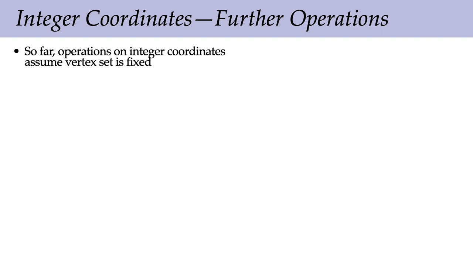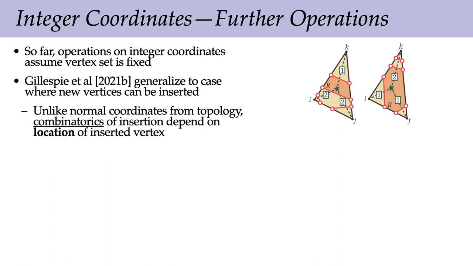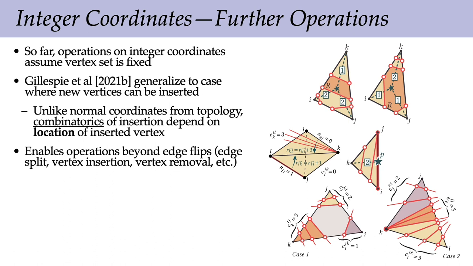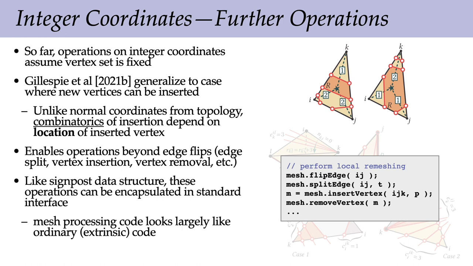Okay? So far, with these integer coordinates, we've only done operations that keep the vertex set fixed, like edge flips. Very recently, Gillespie et al. generalized this idea to the case where new vertices can be inserted. And unlike normal coordinates from topology, the combinatorics after insertion depend in an important way on the location of the inserted vertex. But once you can do this, just like we did with the signpost, this enables all sorts of operations beyond edge flips, like edge splits and vertex insertions and vertex removals and so forth. And also, like the signpost data structure, these operations can then be encapsulated in a standard mesh interface. And now your code just looks like ordinary mesh processing code.